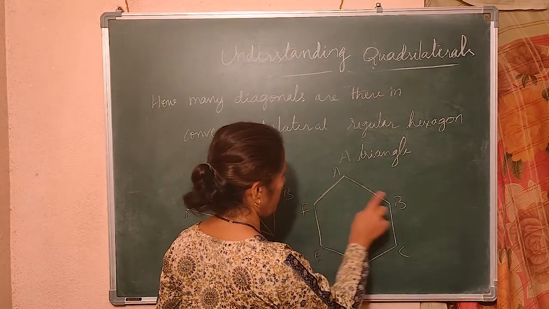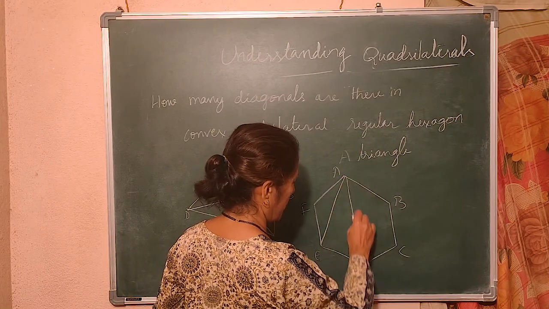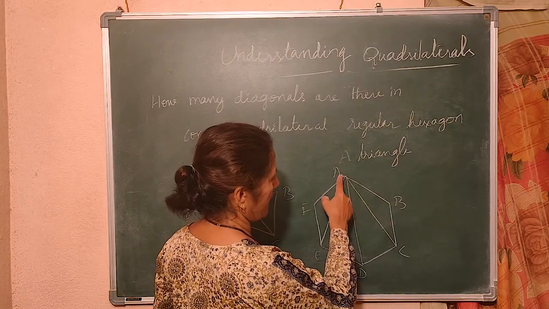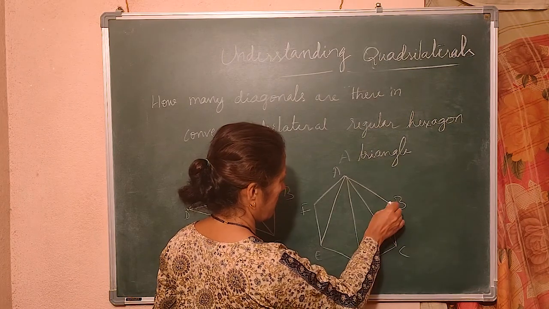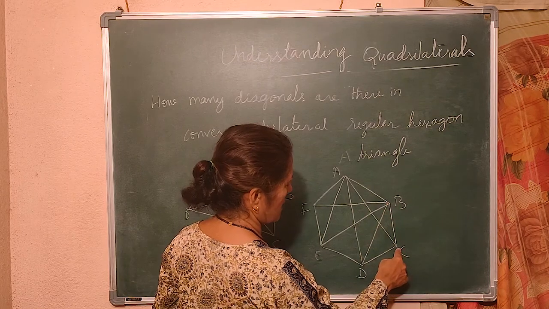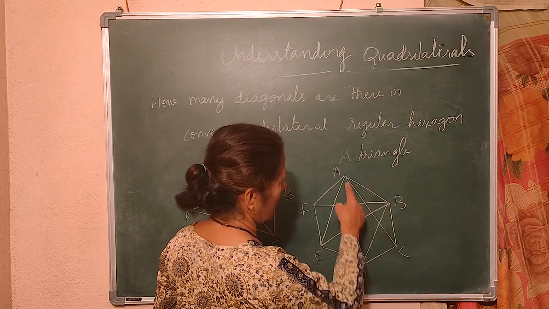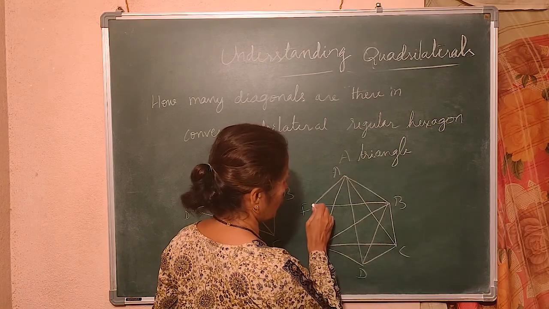C other than B and F: A to E, A to D, A to C. Now B other than A and C: B to D, B to E, B to F. Now C other than D and B: C to A, C to E, C to F.